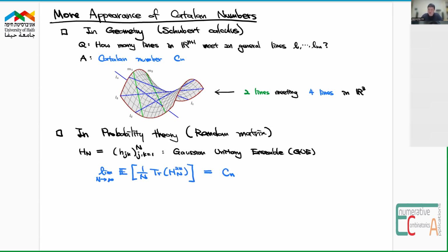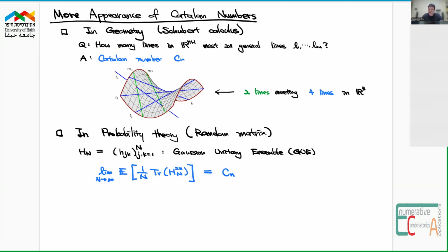There is another appearance of the Catalan number in probability theory, especially in random matrix theory. Let H_n be the n by n Gaussian unitary ensemble. If you don't know it, you can just think of it as a certain random matrix, a unitary random matrix whose entries are given by certain Gaussian random variables. You may want to compute the so-called spectral moment to study the distribution of eigenvalues of your random matrices. The spectral moment is defined by this.